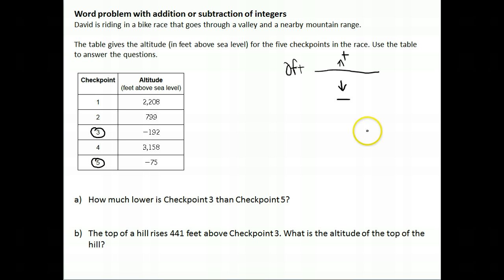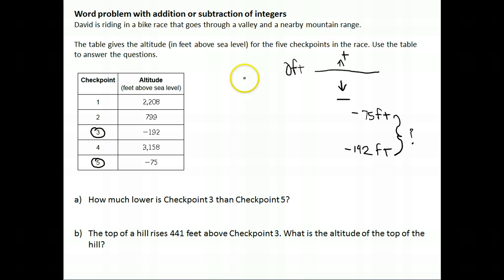We can estimate, we can have a look. We know that negative 192 is smaller than negative 75. So if we just did a rough sketch, if this is 0 feet, negative 192 feet is lower than negative 75 feet. So maybe negative 75 feet might be here. So how much lower? We want to find this distance right here. That is the key. So what is this distance?